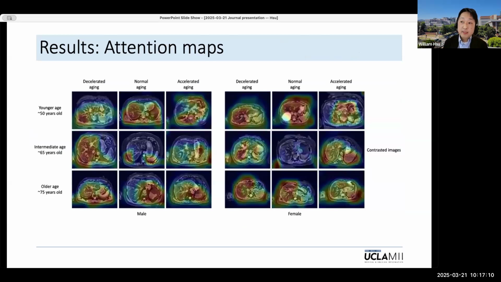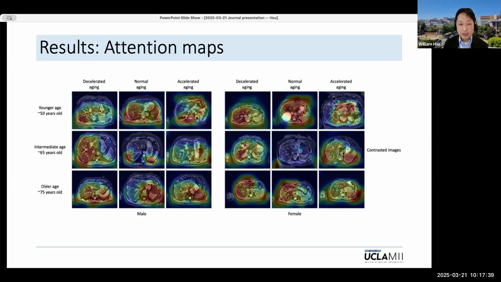Here are the attention maps looking at the different types of images. They've chosen some examples of decelerated aging, which is the concept where the biological age is predicted to be less than the chronological age. Normal aging is when it's aligned, and accelerated aging is when it's above. These are for the inherent age groups of 50 and younger, intermediate, or older.